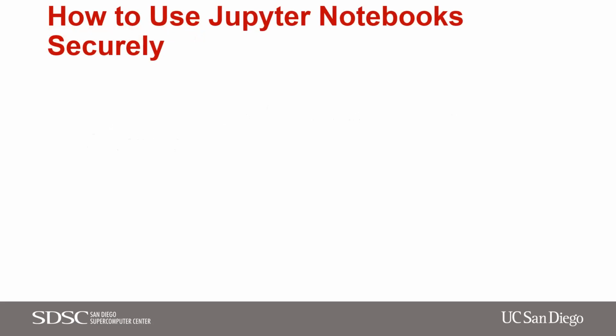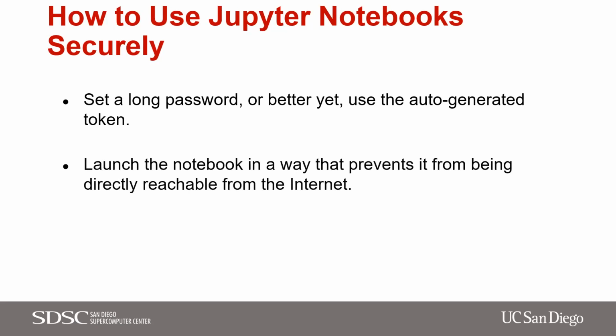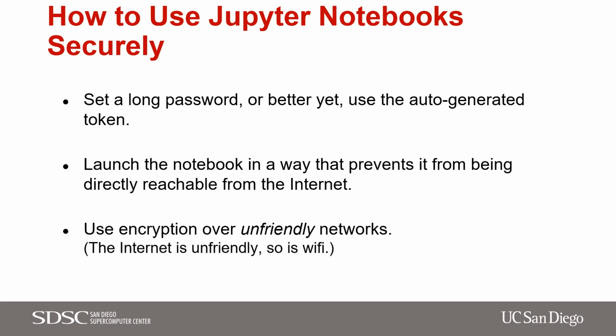All right, so how do we use Jupyter Notebooks securely, not insecurely? So we've learned set a long password, or better yet, just use the auto-generated token. And then we need to keep the notebook off of the internet if at all possible. If it's not on the internet, it can't be probed from the internet and it can't be attacked, at least not easily. And then encryption or HTTPS or SSL or TLS, they're all the same thing. It's important over unfriendly networks. And just so you know, the internet is unfriendly, but so is most Wi-Fi networks, including the one at your home.